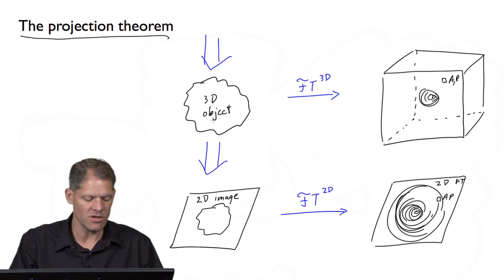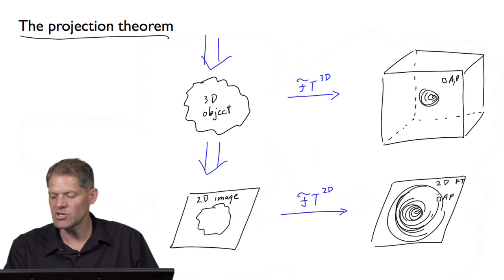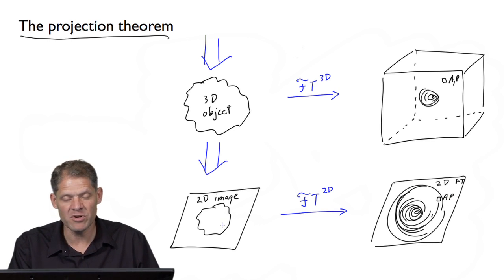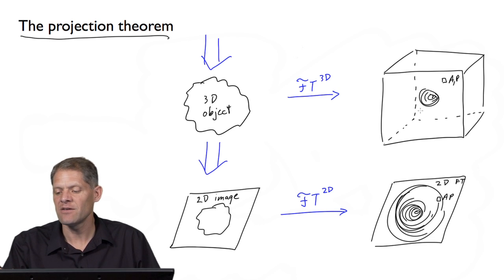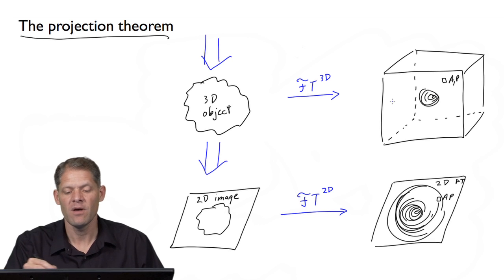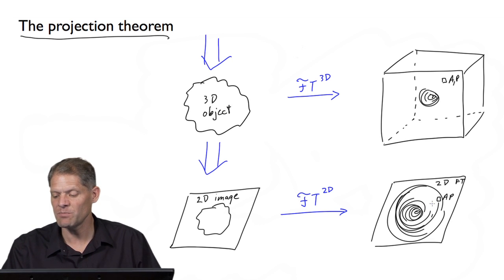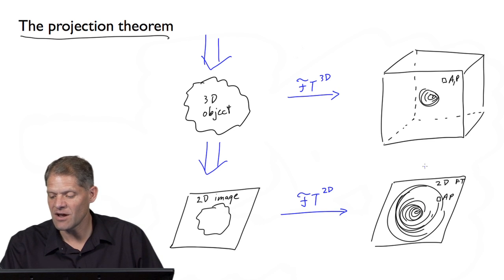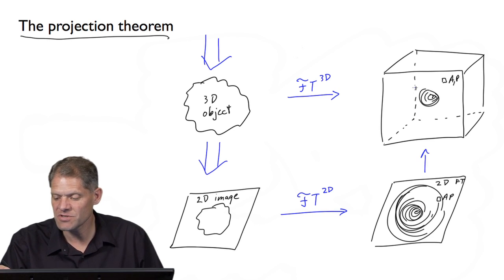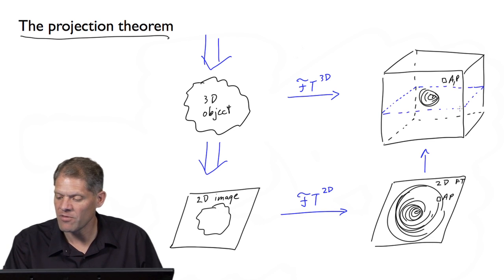Okay, and now we can ask the question, what is the relationship between the amplitudes and phases in this two-dimensional Fourier transform of a projection image and the amplitudes and phases in this three-dimensional Fourier transform of the object? What is the relationship between these numbers and these numbers? And the answer is that these numbers are a central section through the three-dimensional Fourier transform of the object.